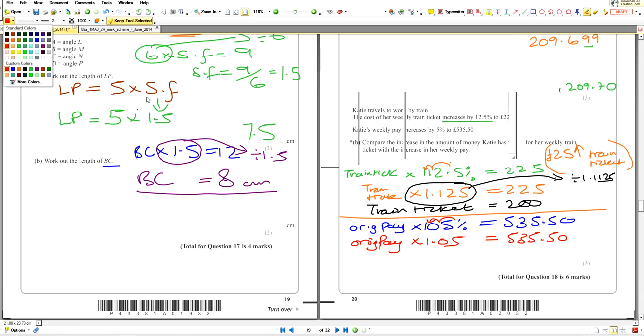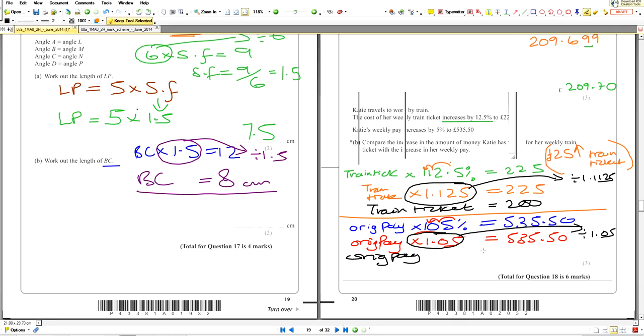So what's the opposite of times by 1.05? Divide. Okay, I didn't want red, I wanted black. Opposite of times by that is to divide by 1.05. So what was the original pay now then? 535.50 divided by 1.05 gives us an original pay of what? £510.